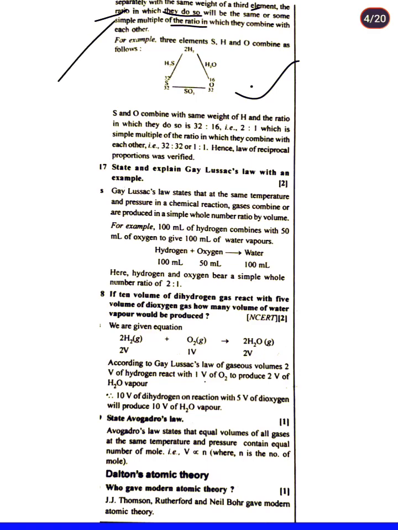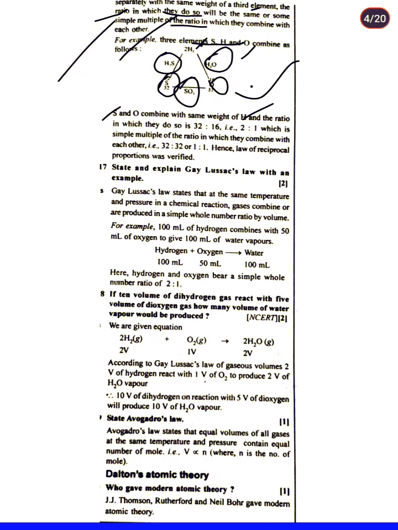For example, consider sulfur, hydrogen and oxygen combining as follows. When hydrogen and sulfur combine, it will form hydrogen sulfide. Hydrogen and oxygen combine to give water, and sulfur and oxygen combine to give SO2, sulfur dioxide. So sulfur and oxygen combine with the same weight of hydrogen.